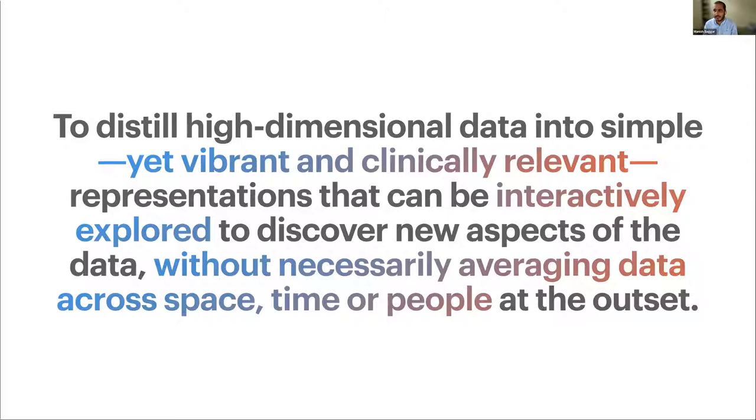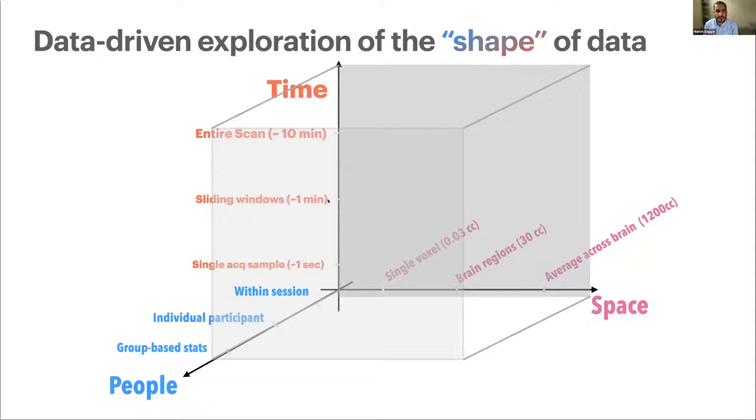And the reason I say without averaging data at the outset is because a lot of times, just to increase the signal-to-noise ratio in our data, especially in the neuroimaging world, using traditional approaches we end up collapsing data either across people, creating group stats, or across time, looking at the entire scan, or across brain regions. But with that kind of averaging at the outset, we could miss critical insights that we could eventually study with a data-driven approach where we let the data tell us where to look.